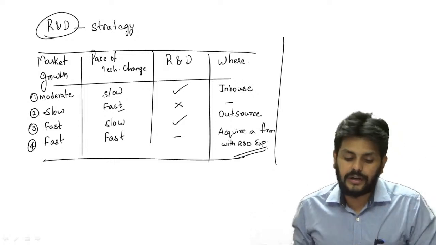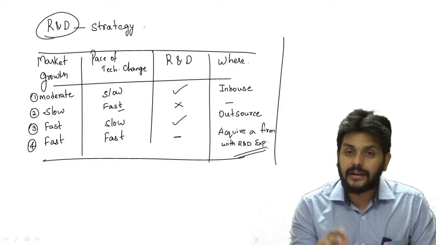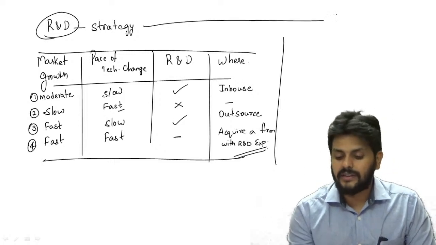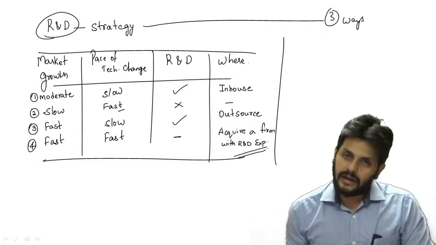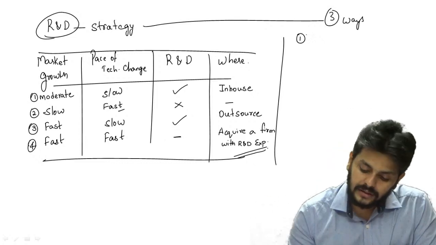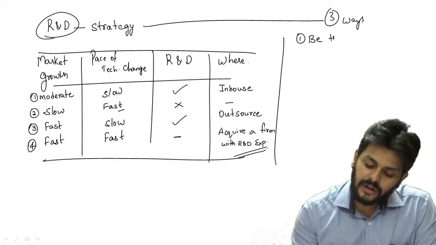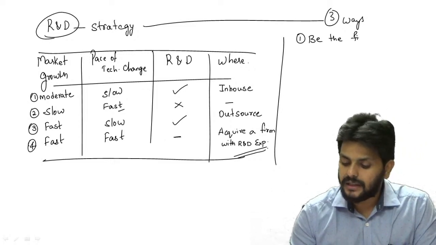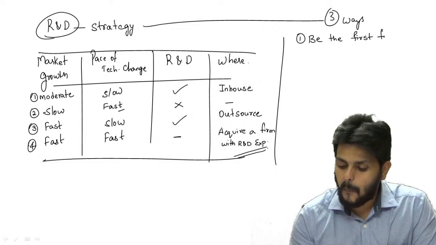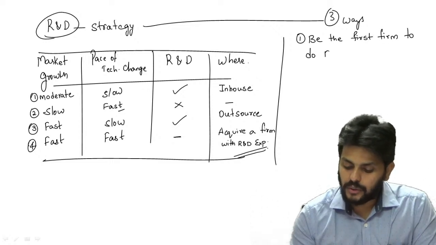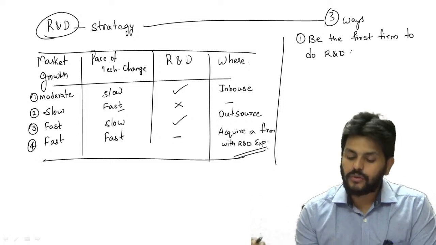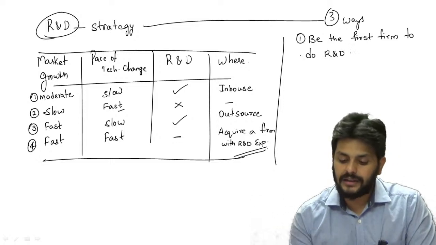you need to understand that this R&D strategy can be done in 3 ways. Okay, there are 3 ways of doing the R&D. 1. Be the first firm to do R&D. Be the first firm to do R&D. So you be the first firm to do the R&D.